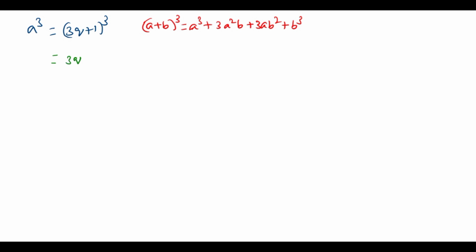Okay, so if you write that a plus b whole cube form, then what we get here is 3q whole cube plus 3a square b, which means 3 into 3q whole square into b is 1, plus 3ab square, 3 into 3q into 1 square, plus b cube is 1 cube. So this one we consider as a, this one we consider as b. So now we have expanded like the a plus b whole cube model.